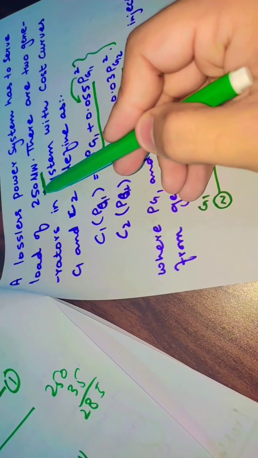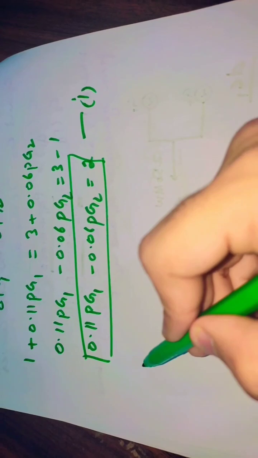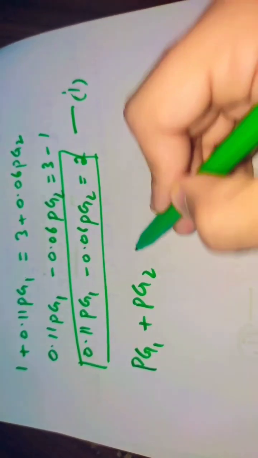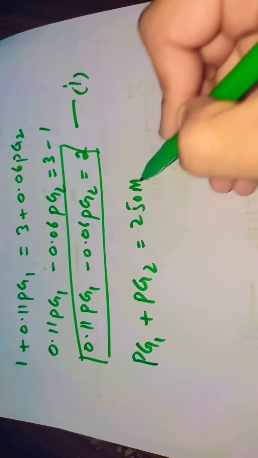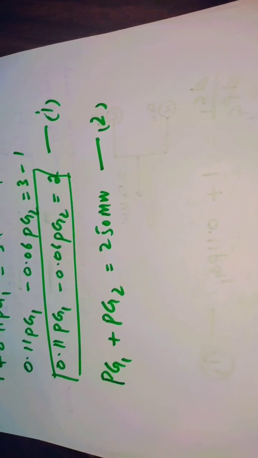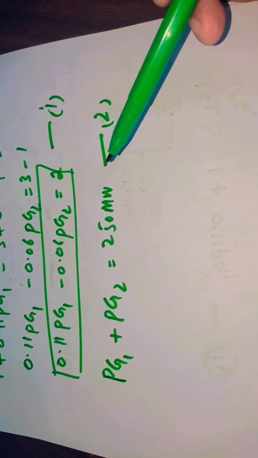For the second equation, we have in the question that the total is Pg1 plus Pg2 equals 250 megawatt. So my second equation will be Pg1 plus Pg2 equals 250 megawatt. Now use these two equations to calculate the values of Pg1 and Pg2.